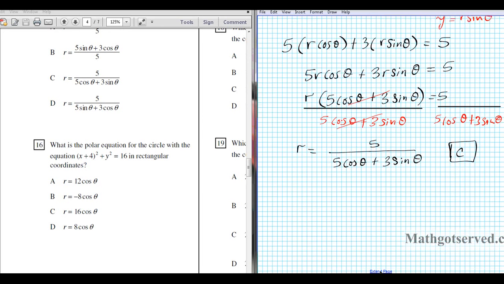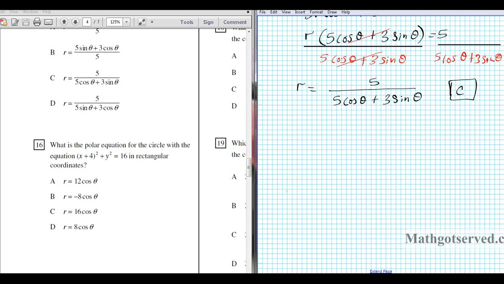So question 16, we're asked to express (x plus 4) squared plus y squared equals 16 in polar equation form. This is asking for the polar equation of the circle with this equation. So let's go ahead and write this down for question 16. We have (x plus 4) squared plus y squared equals 16. We just need to remember that r equals the square root of x squared plus y squared, and also that x is equal to r cosine theta, and y is equal to r sine theta.